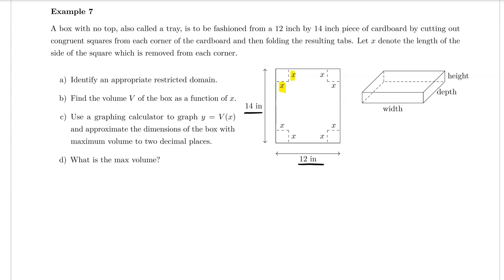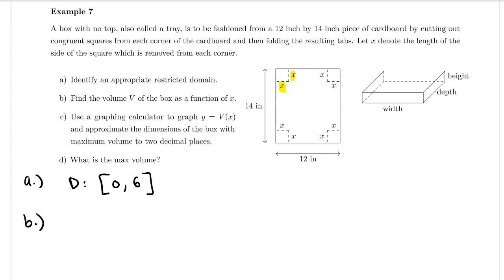But I wouldn't be able to cut out larger than 6 inches because let's say I tried to cut out 7 inches here and 7 inches here, that would total more than 12 inches. So to answer part A, the domain would be anything from 0, so that would mean we would not cut anything. And then the most we could cut out is 6 inches. So there is our domain for part A.